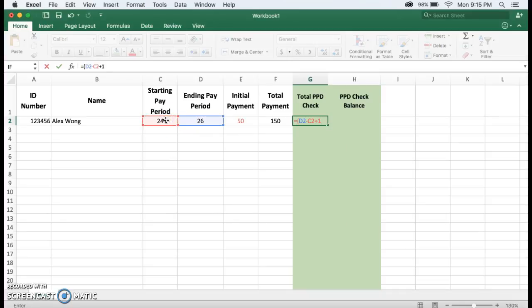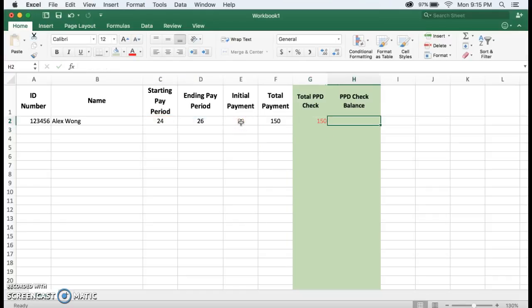24 plus 1. And there, we have the 3 pay period. So now we're going to multiply it by the initial payment. So we have the 150. So the pay period check balance is just to check that the total payment and our total pay period checking column equals 0. So I think it's better if we put this in dollar format. There you go. That looks good.